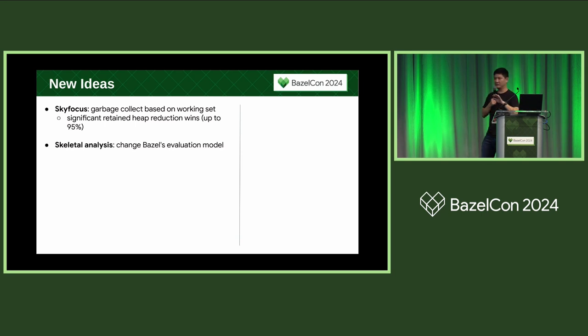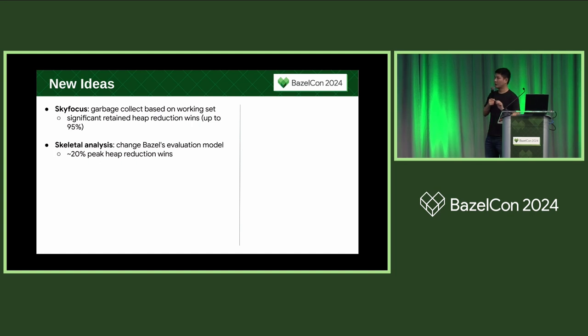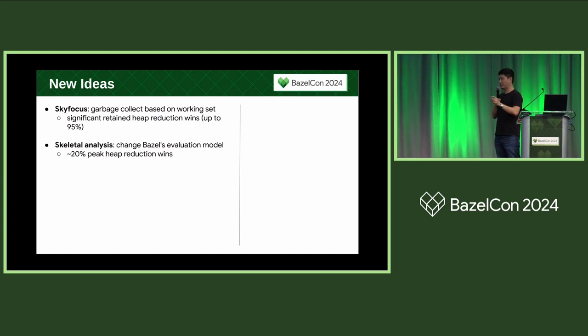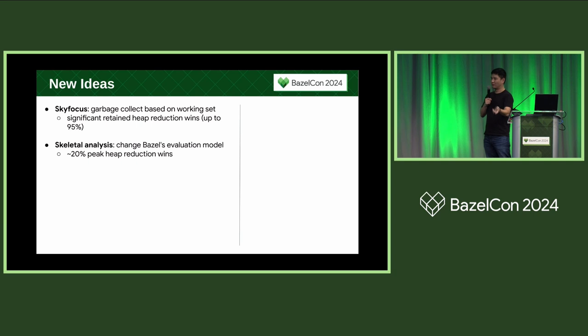Secondly, skeletal analysis. This is a fundamental change to the Bazel analysis evaluation model. Currently, it's a kind of top-down and bottom-up manner in one go, and it's lazily evaluated. So we want to split this up, and this will give us a peak heap reduction of about 20% from very early experimental prototypes. But maybe it's worth mentioning it's trading in wall time. Yes, because we are changing the evaluation model, it does trade wall time for memory, if wall time is not a particular concern.